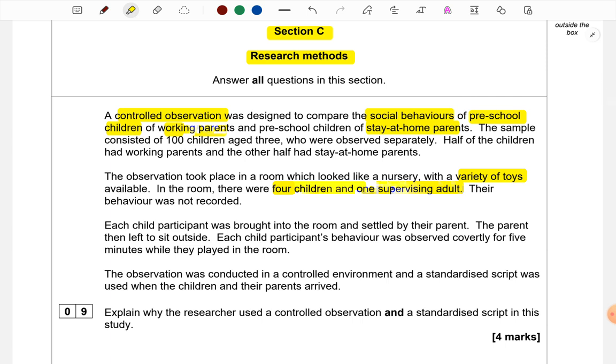Each child participant was brought into the room and settled by their parent. The parent then left to sit outside. Each child participant's behavior was observed covertly for 5 minutes while they played in the room. The observation was conducted in a controlled environment and a standardized script was used when children and their parents arrived.